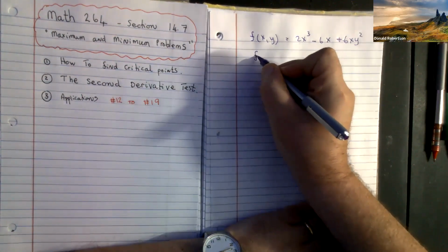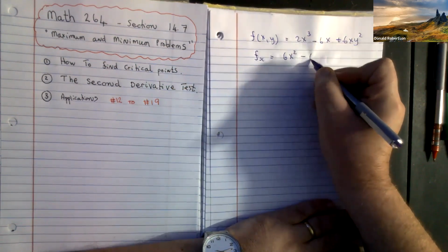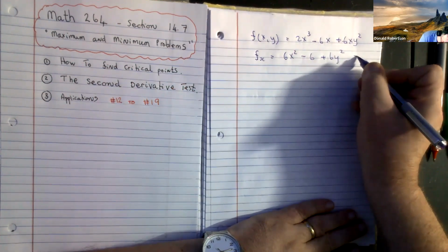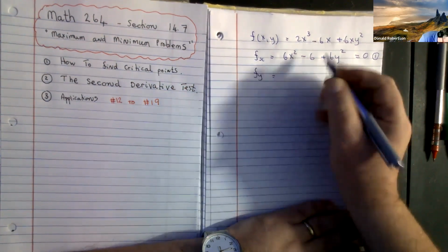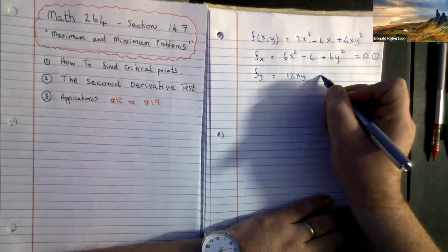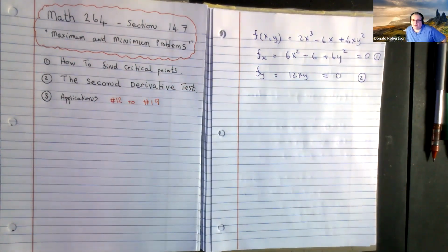Well, partial derivative with respect to x, 6x², take away 6, plus 6y². And I want that to equal 0. I'll call that equation 1. Now, the second one, that's nothing, and you get 12xy, and I want that to be equal to 0, and I'm going to call that equation 2. So in case you think you end up with a system of equations like we did the first time, you don't. This is a pair of equations, but they're not going to be solved anywhere like the first one.